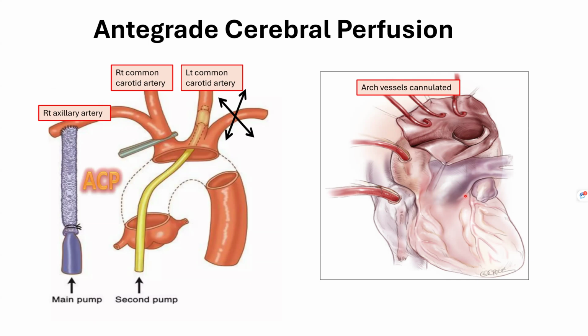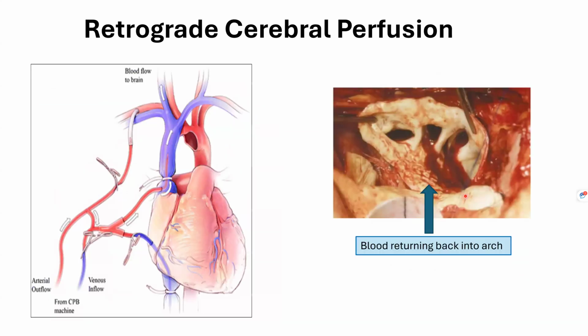And the next is retrograde cerebral perfusion, which, as the name says, is retrograde. It's the backward flow, so it's against your normal flow. It is always done through your SVC cannula, the superior vena cava, and it goes backwards, opposite the natural flow. The surgeons can see the deoxygenated, dark blood coming out of the arch vessels. And this will be documented in your op note very clearly.